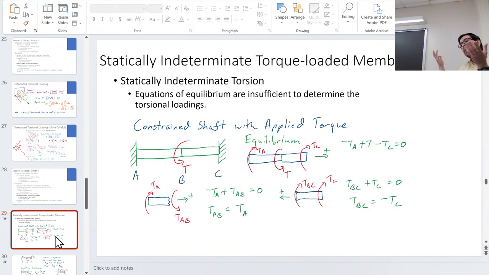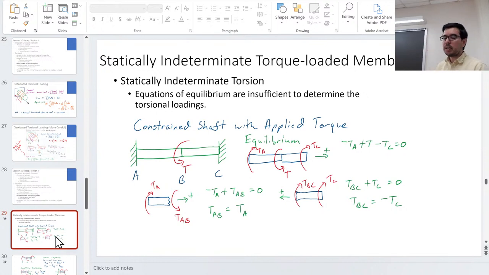Another way to look at it is, if I were to remove a constraint, can I then solve this by equilibrium? And if that's the case, then you know that you also have a statically indeterminate problem. And in torsion, pretty much the alarms go off and my heart rate goes up if I see a problem where I've got constraints on both ends, because I'm like, blast, I've got to do an indeterminate problem. All right, so that's pretty much it for an overview.